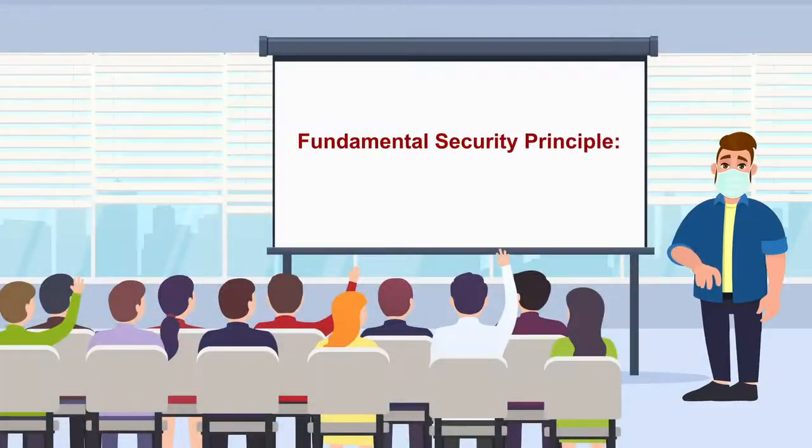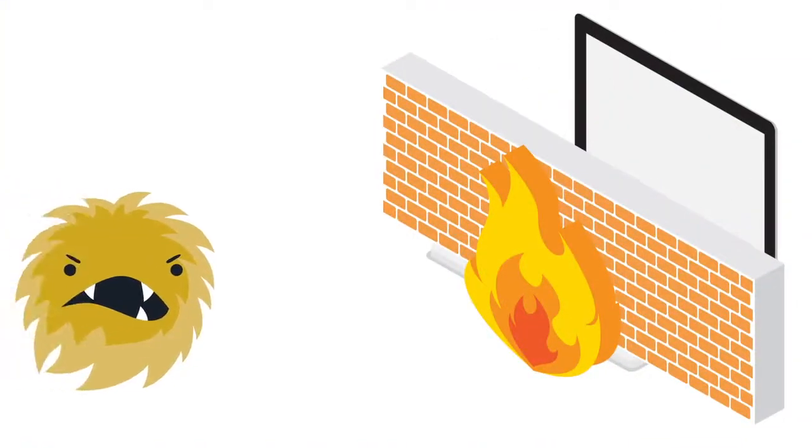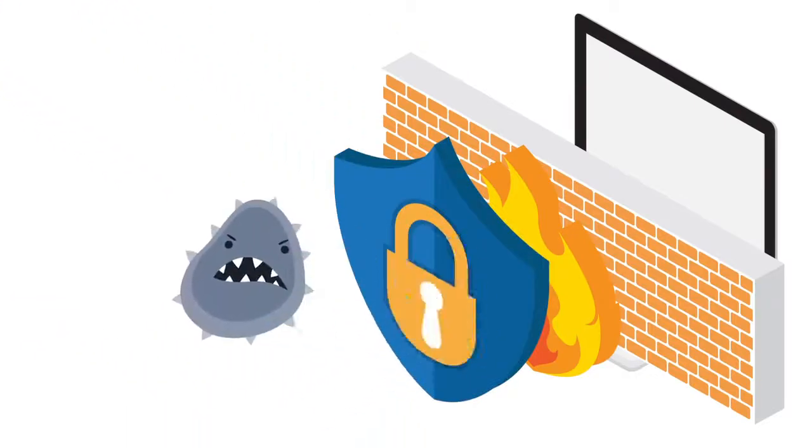Number 1, deny by default. With firewalls, the fundamental security principle is deny by default, allow by exception. This means the firewall should be configured to block all traffic that is not specifically authorized.